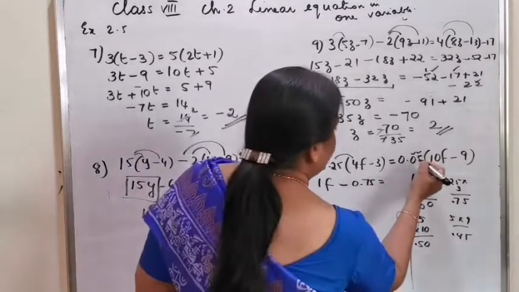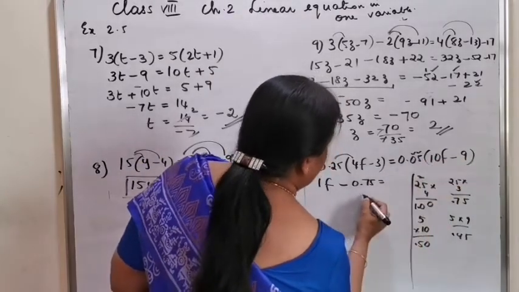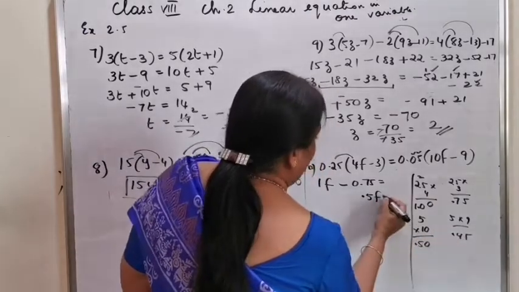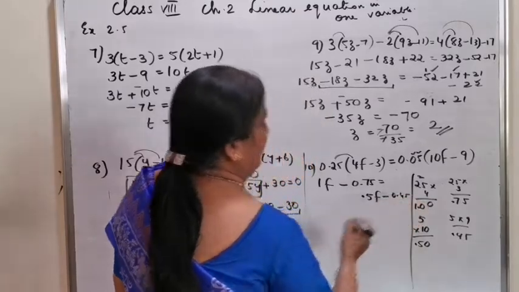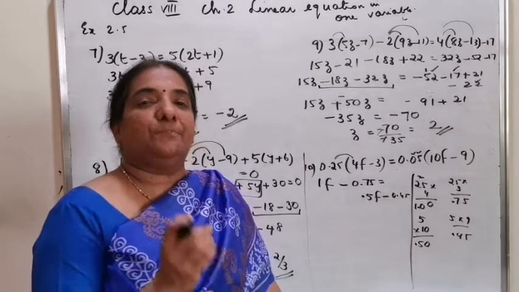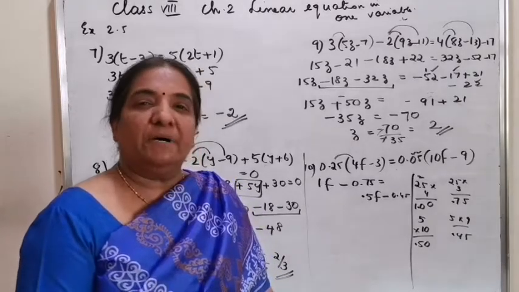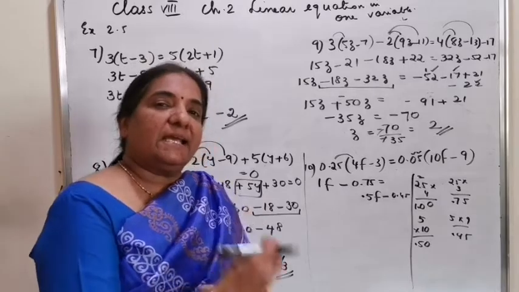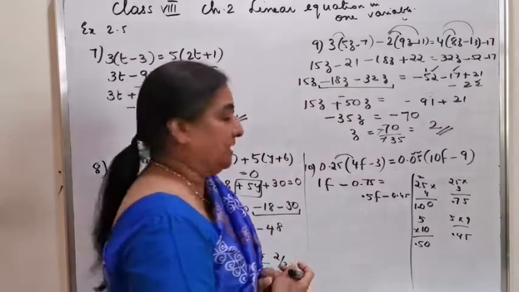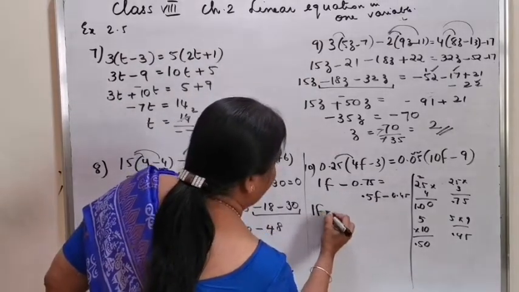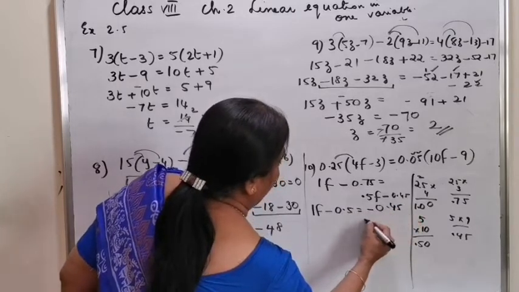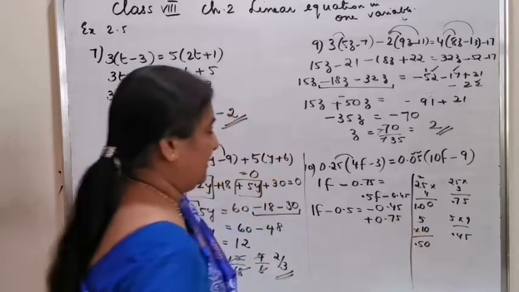So what is the answer? 0.5 into 10 is the same as 0.5f. Then the answer is already here, minus 0.45. So when you multiply with decimals, you multiply without the decimal point, as regular numbers. From the right, take as many decimal places and place the decimal point. Now 1f minus 0.5f is equal to minus 0.45 plus 0.75.